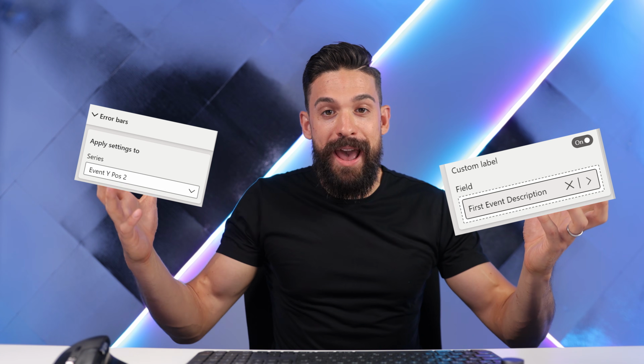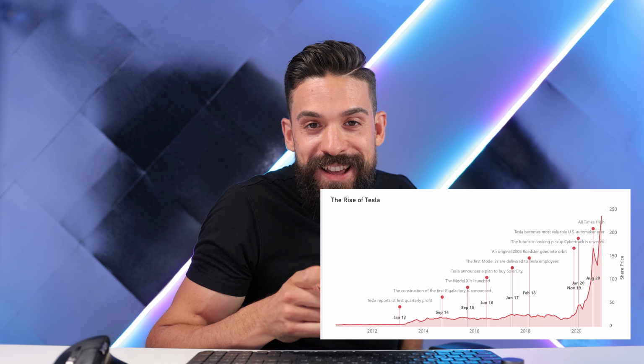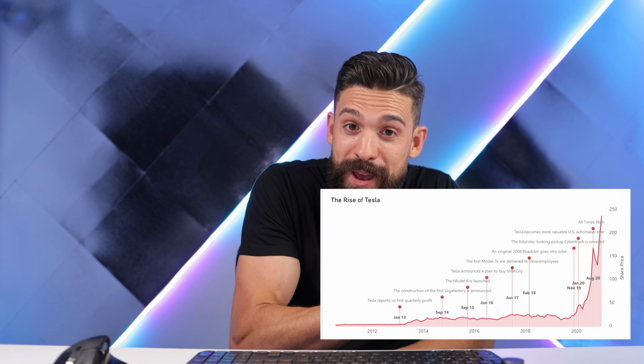Let's take the new custom labels feature and add error bars to them. And we have a timeline. Now in this video, I'm going to show you how to build this timeline visual step by step. Let's get started.